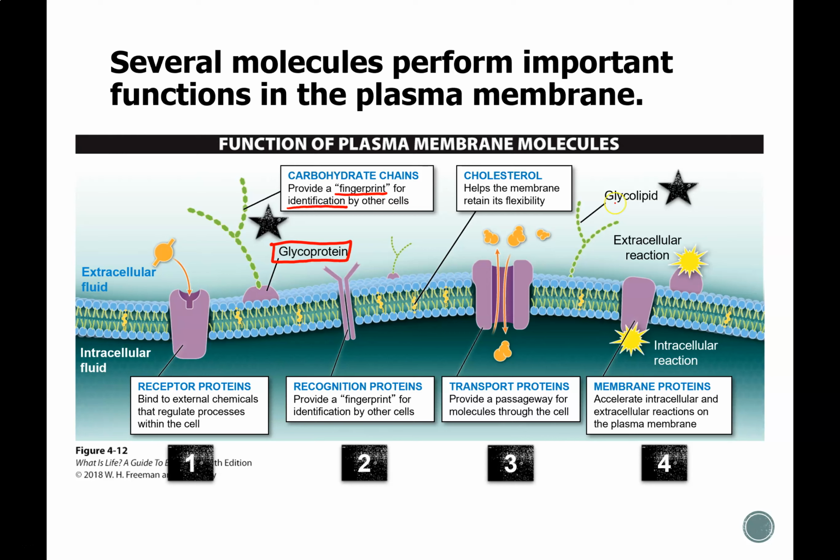We also have glycolipids. These are carbohydrates attached to a fat. Then we have cholesterol. Cholesterol is really important because it helps the membrane to maintain its flexibility and fluidity. So the amount of cholesterol within a cell membrane is going to regulate how much these little phospholipids move around. If a cell gets too cold, they're going to sort of seize up a little bit.